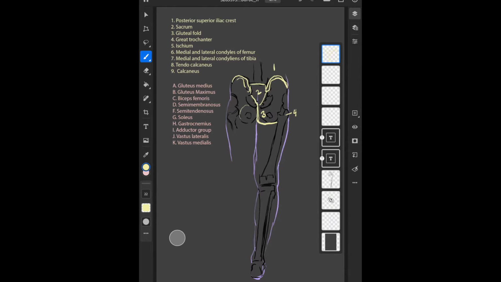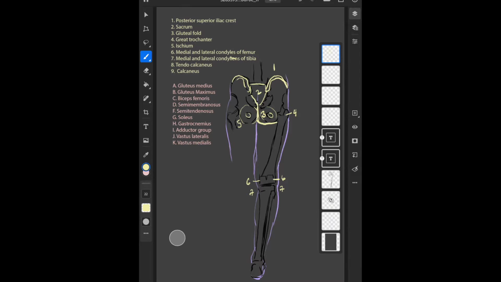These little circular shapes right here are called the ischium. That's going to be number 5. Then working our way down, we have the medial and lateral condyles of the femur. So the medial means on the inside. So here's the medial, and here is the lateral. Then we have the medial and lateral condyles of the tibia. That's going to be here and here.